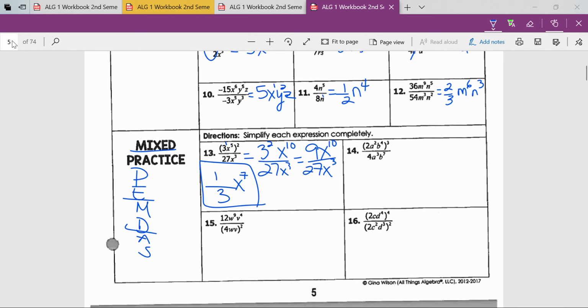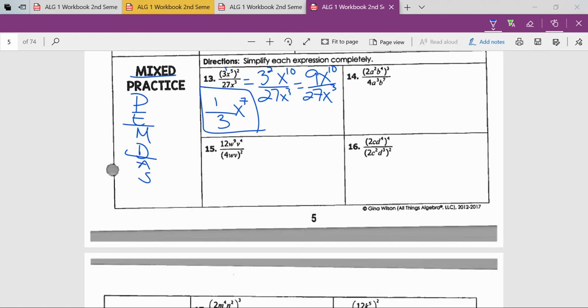Okay, what about number 15? Now, same thing, but now our exponent is on the denominator, so let's do that first. Leave the numerator the way it is and focus on the denominator because it has a power of 2 outside of the parentheses. So 4 to the 2, W to the 2, and B to the 2. Before we divide, change that 4 to a 16. And then simplify it. 12 16ths will simplify to 3 over 4.